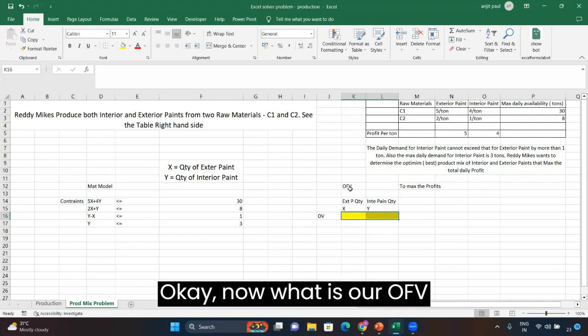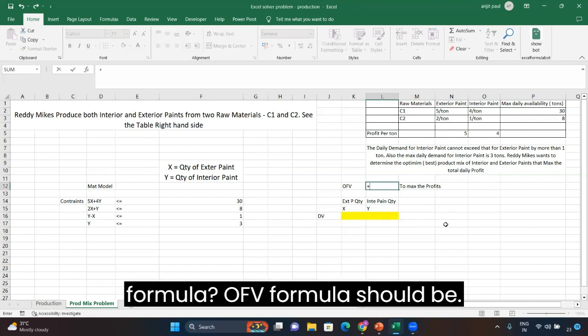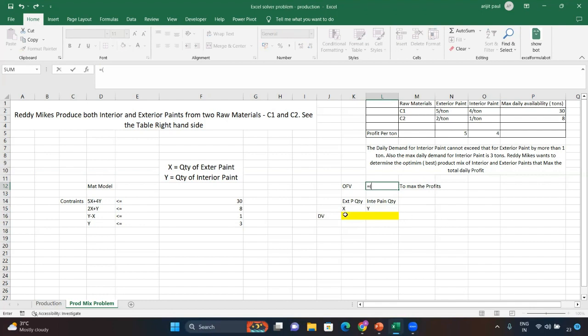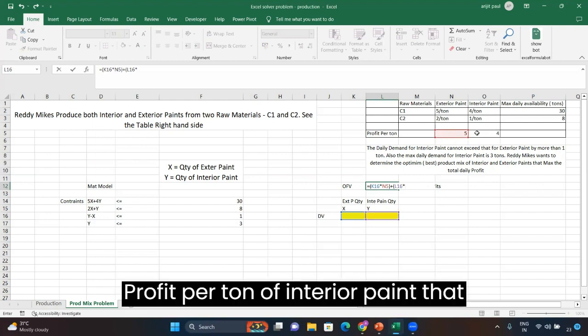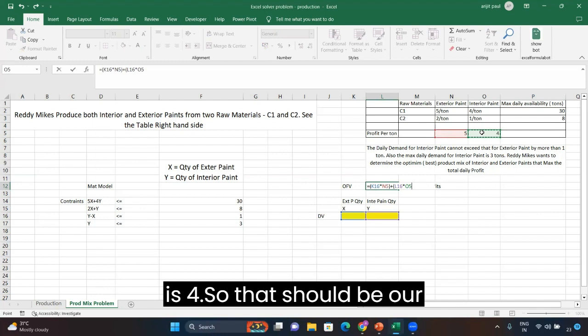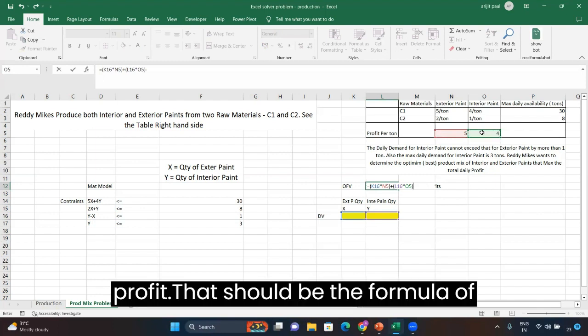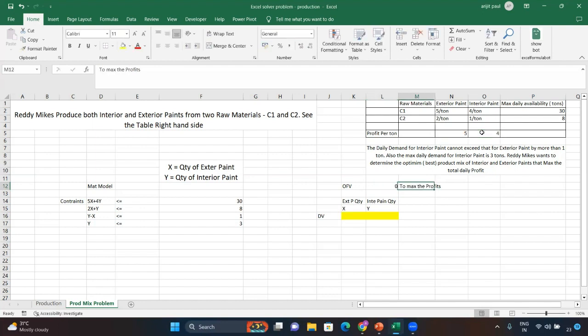Okay. Now what is our objective function formula? The formula should be quantity of exterior paint multiplied by the profit per ton of exterior paint, which is 5, plus quantity of interior paint multiplied by the profit per ton of interior paint, which is 4. So that should be our profit. That should be the formula of our objective function. Right?